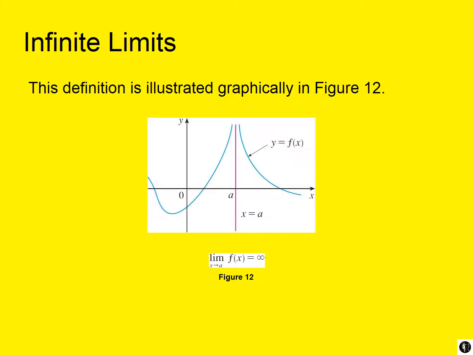This definition is illustrated graphically in this figure. So x is getting close to a, we're approaching a. In the meantime, f of x is getting higher and higher and higher, just exploding as we approach a from either the left or the right. And so the y values are increasing without bound. We can make them as high as we like. Name any number you like. The largest number you've ever heard of, we can make it larger by letting x get really, really close to a.